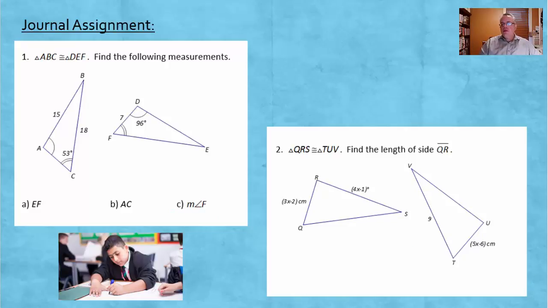And number 2, you're going to have to write an equation to solve this. So they want to find the length of side QR. That's this side right here. That right there, that's QR. So you got to find the matching side over here, write an equation, find X, and put it back in.